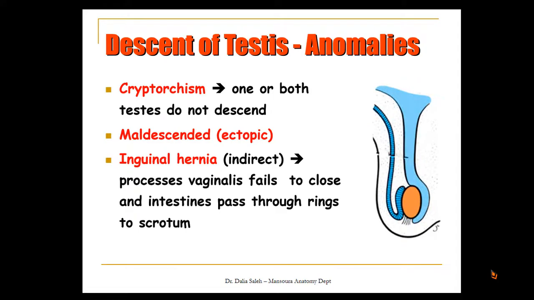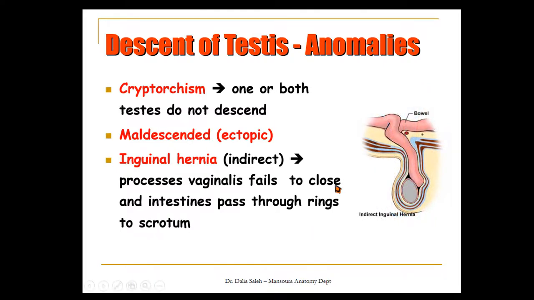Another kind of anomaly related to the descent of the testis is the presence of congenital inguinal hernia. In this case, the neck of the processus vaginalis fails to close. Thus, the intestine can pass through the processus vaginalis, through the inguinal canal into the scrotum, as in this anomaly. These are part of the bowels. They can go through this open pathway of the processus vaginalis and lie inside the scrotum.